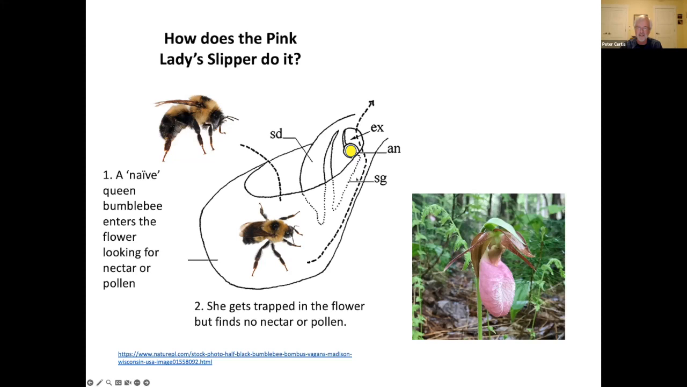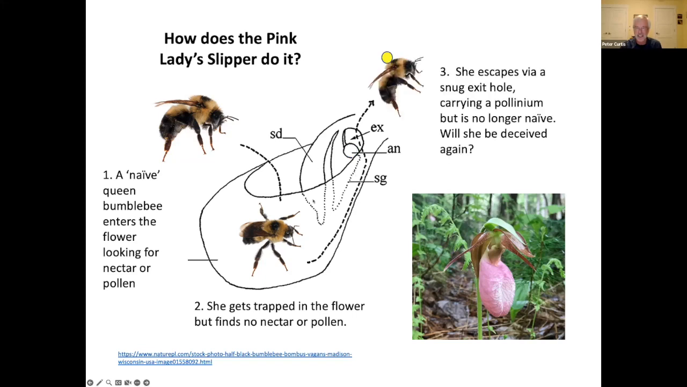And in doing so, she'll pass a sticky bundle of pollen called a pollinium, and that sticks to her thorax, to her back. So she escapes through this snug little hole carrying a pollinium, but she's no longer naive. She's thinking, well, I didn't get anything from that. In order for her to be an effective pollinator, she has to do this again, and to a different flower. So she has to be deceived again, be willing to go through this whole process again.